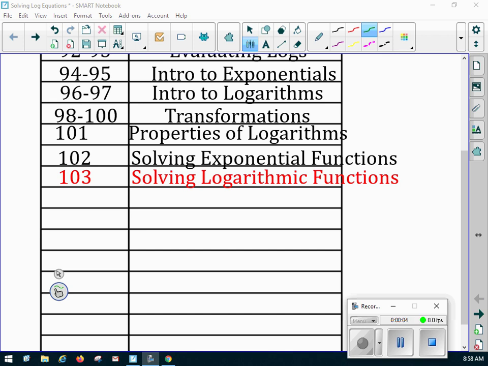Your booklet. I believe this is it, 101?